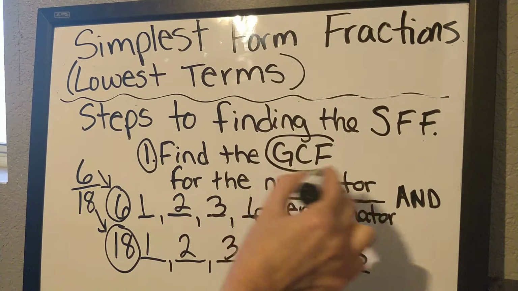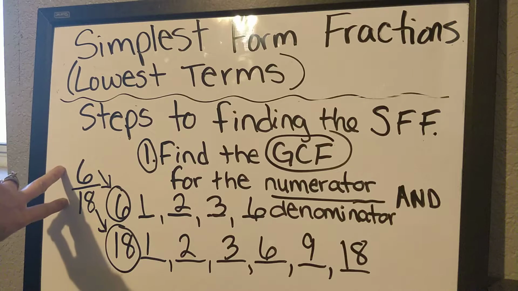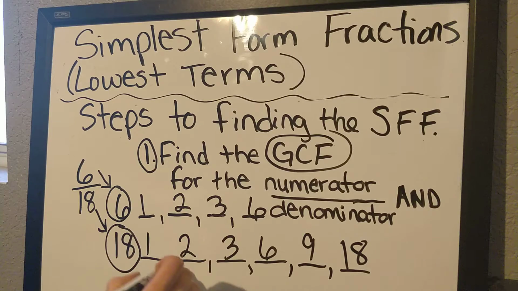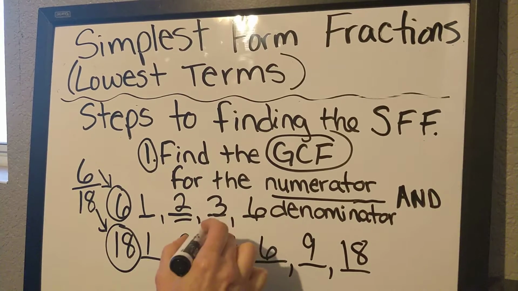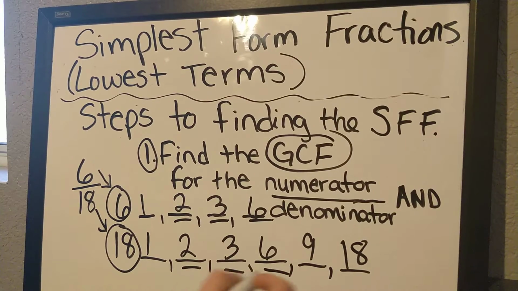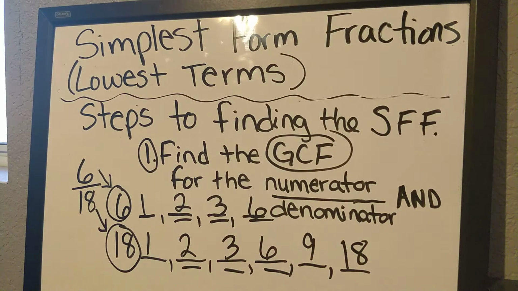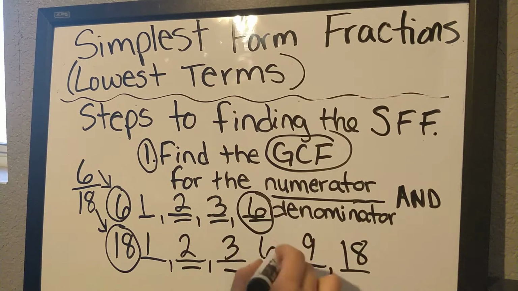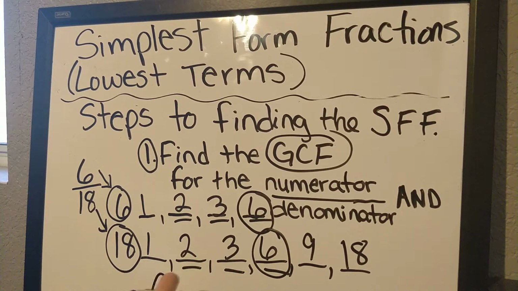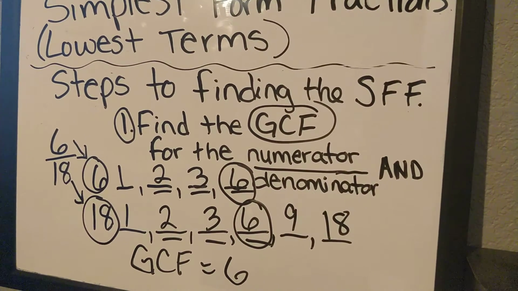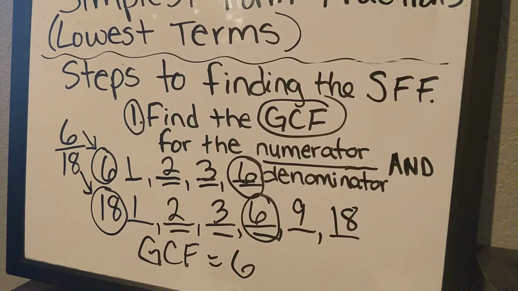Now you have to find your GCF for those two numbers. They have a couple of factors in common, right? They have the number 2, they have the number 3, they have the number 6, and that's it. So out of all these factors, which one is the greatest? Right, it was 6. Good, so not only have you found your GCF, that is step 1 to finding your simplest form fraction. So your GCF is 6. That's step 1, finding the GCF for both your numerator and denominator.